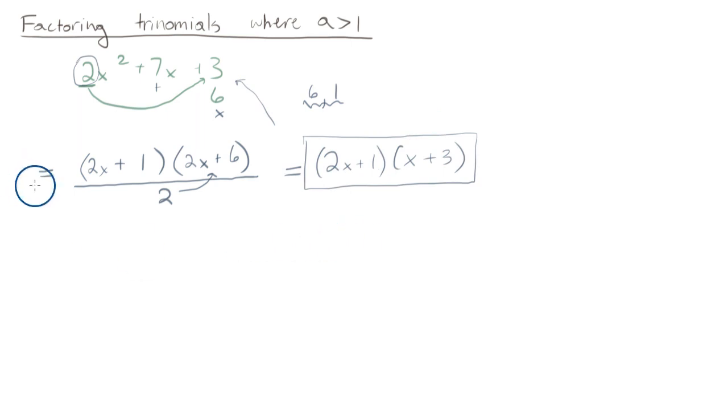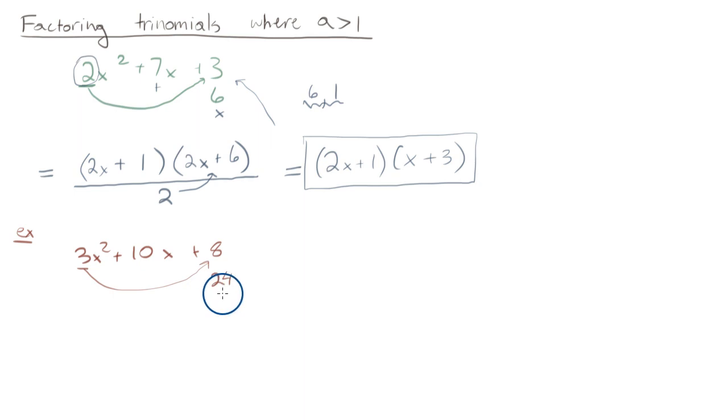So let's take a look at one more example here. So let's look at 3x squared plus 10x plus 8. Again, this is an a is greater than 1 factoring problem because we have a trinomial and we have a number that's greater than 1 as our leading coefficient. And so let's multiply 3 times 8 together here. We're going to get 24.